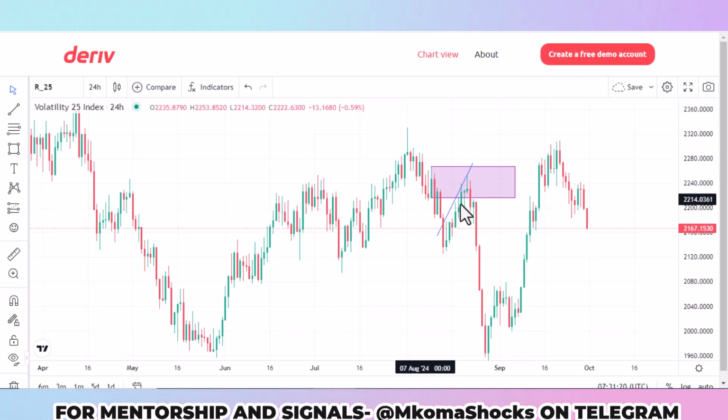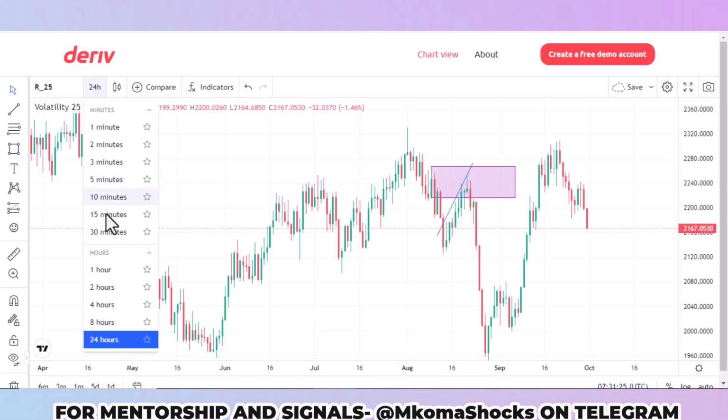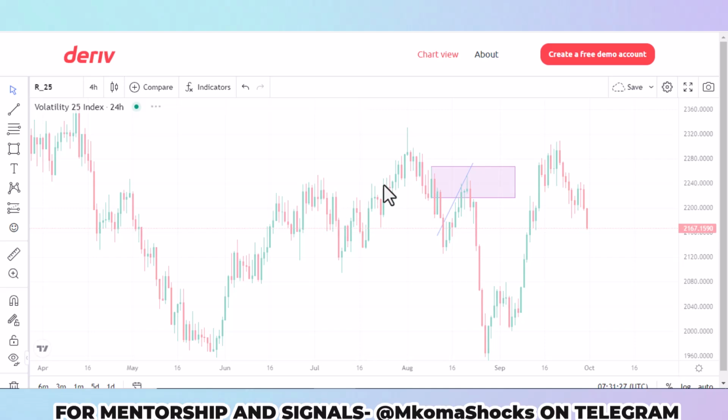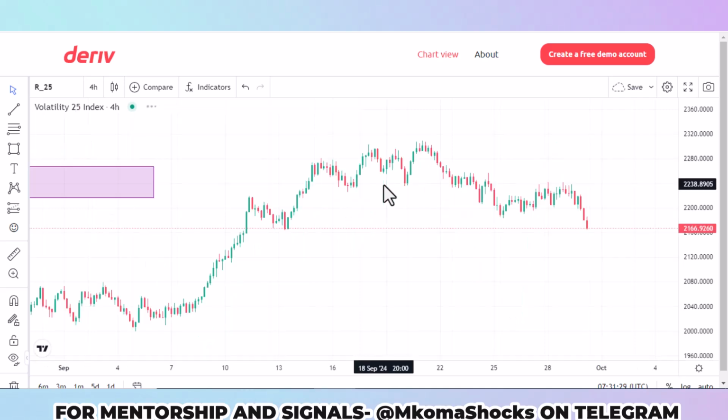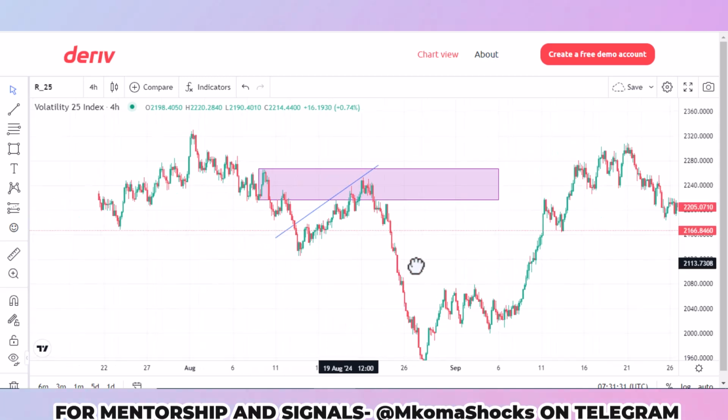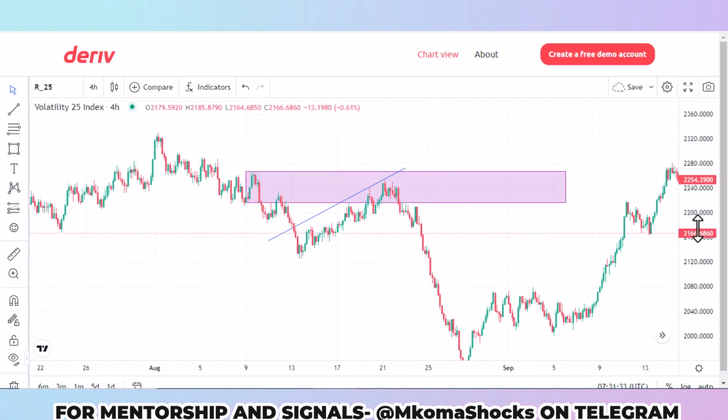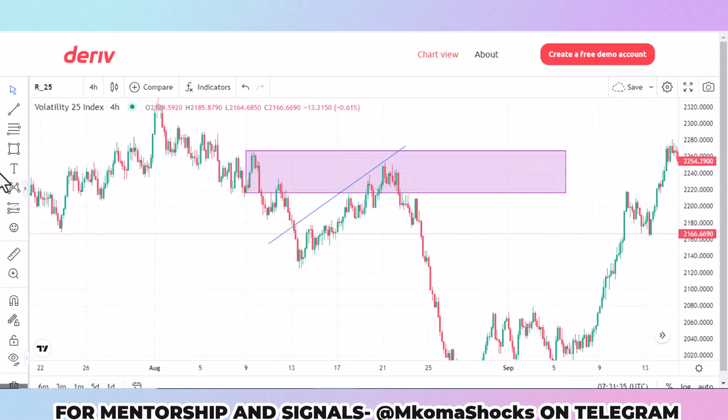So this is the order block on the D1. Then after that, you go to the 4 hours. After going to the 4 hours, you're going to be waiting for an order block in the D1 order block. Remember, we are calling this an order block inside an order block, right?